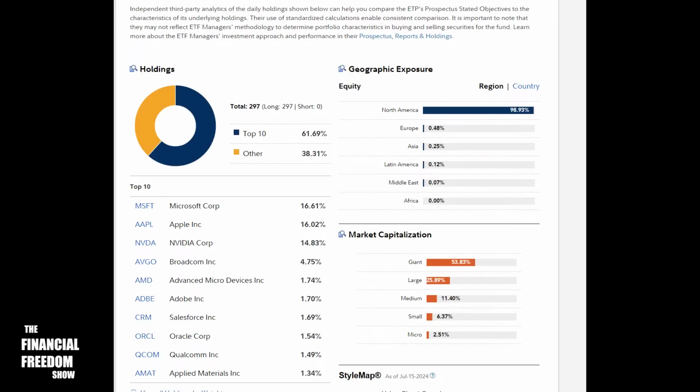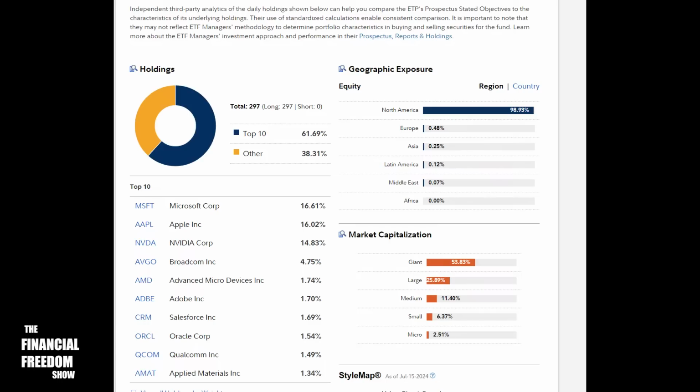Now let's talk about how FTEC works. When you invest in FTEC, you're buying a share of an ETF that holds a diversified portfolio of technology stocks. The fund's holdings are weighted based on market capitalization, meaning that larger companies like Apple and NVIDIA have a larger impact on the fund's total performance.